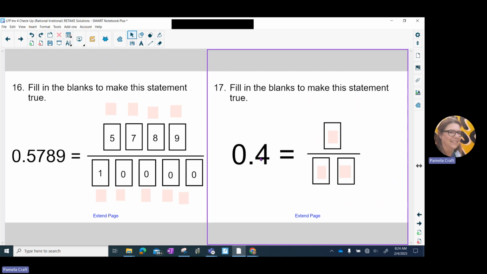17, we have 0.4. Again, if we say that number, that is 4 tenths. And yes, I know 4 tenths can be simplified, but they were asking you to just write it with 2 digits on the bottom. So that would tell you that it's not 2/5 that they wanted, 4 tenths.